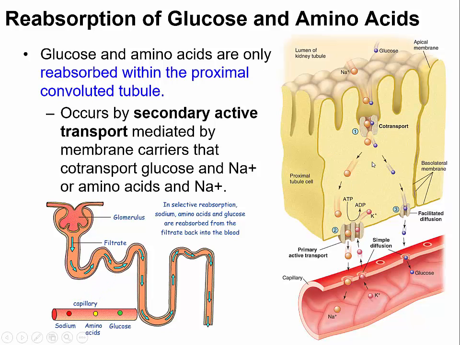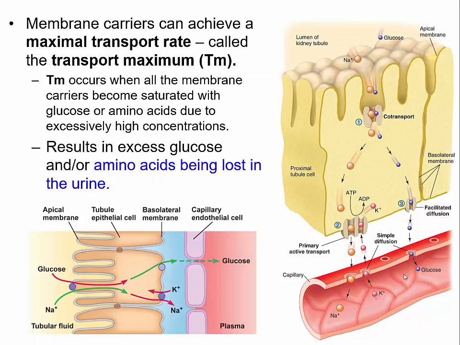Well, that glucose that comes in is now higher inside this cell, so it's going to diffuse out by facilitated diffusion out of the basolateral membrane and into the peritubular capillaries. The membrane carriers can achieve a maximal transport rate, called transport maximum, or TM, because you only have so many carriers in the apical membranes of these proximal convoluted tubule cells. If you have so much glucose in the filtrate, you can saturate these to where it reaches the maximum transport that it can transport that glucose across. And they're saturated. You can't transport any more glucose. It's coming in as fast as it can.